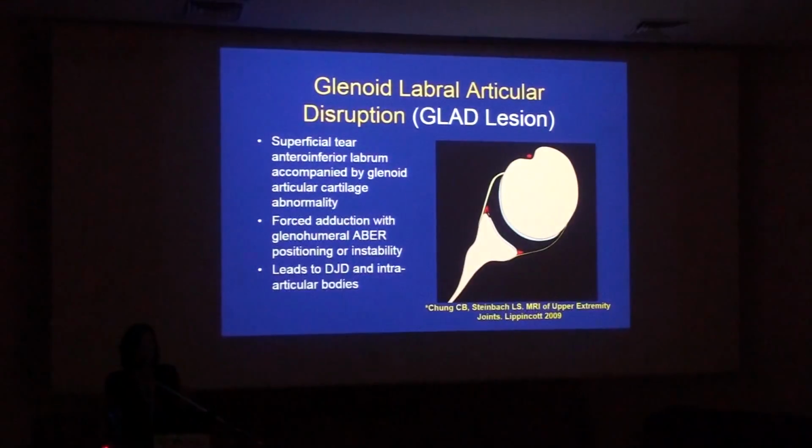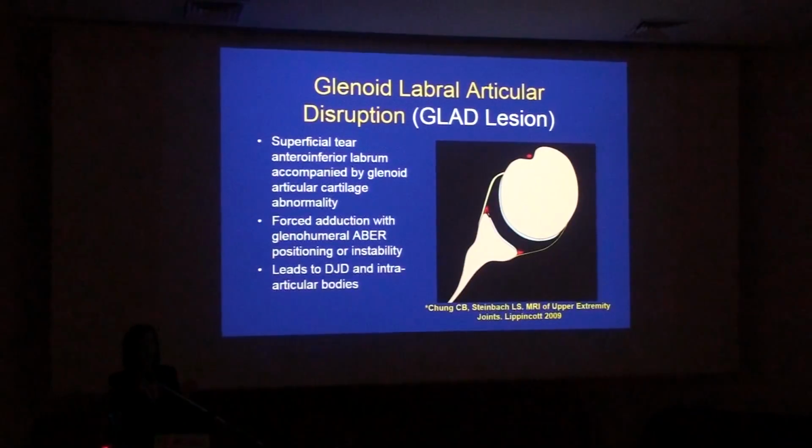The other lesion that you're going to see down here with the labrum is when you have a labral tear, but you also have cartilage loss. And you want to always mention if you see cartilage loss. And if it's close to that labral tear, we call it glenoid labral articular disruption. We can see these with anterior instability, but they sometimes occur without it, sometimes with forced adduction, and when the humeral head hits the glenoid without instability.